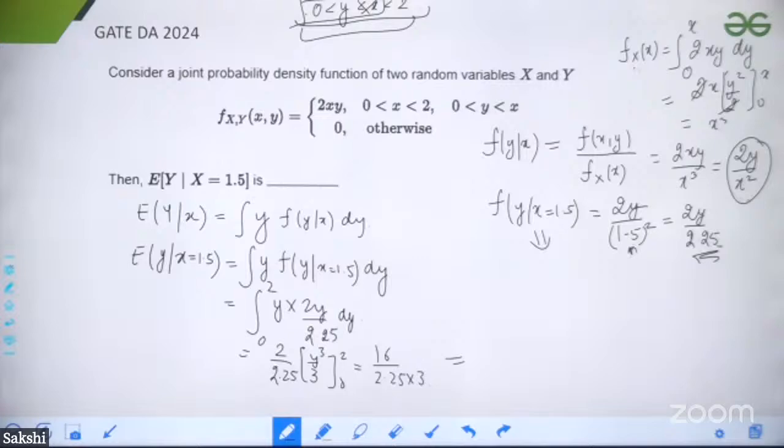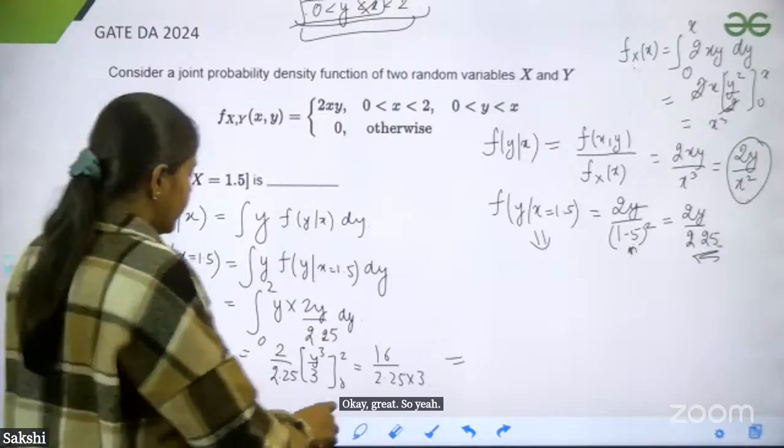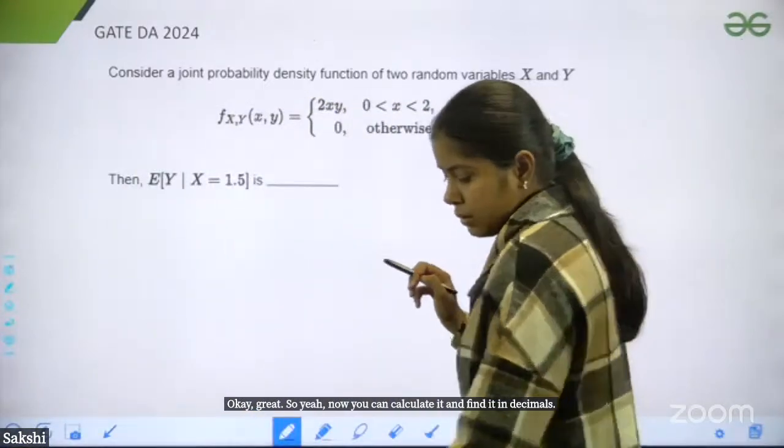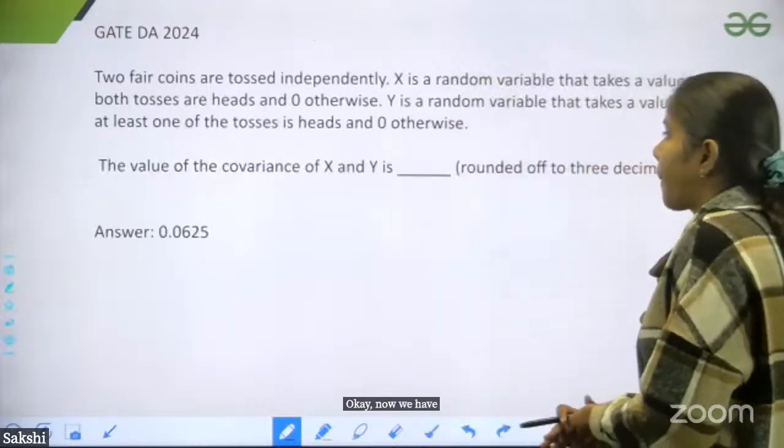Okay, great. So now you can calculate it and find it in decimals. Okay, now we have this next question.